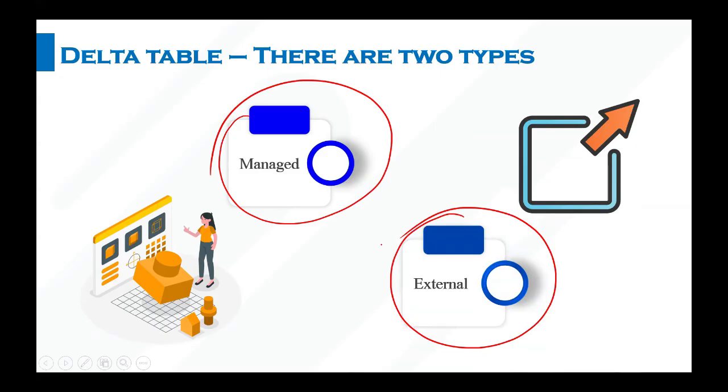One is managed delta table. Second one is external table. How are they different? What is managed? What is external? Malini? Managed is internal. External is when you're connecting with third-party tools. Oh, very good.